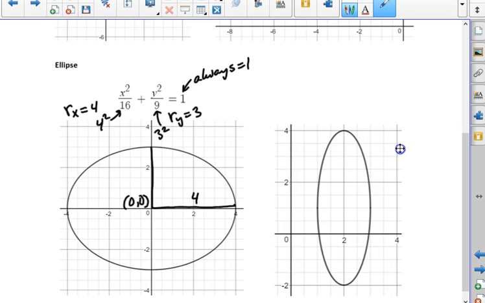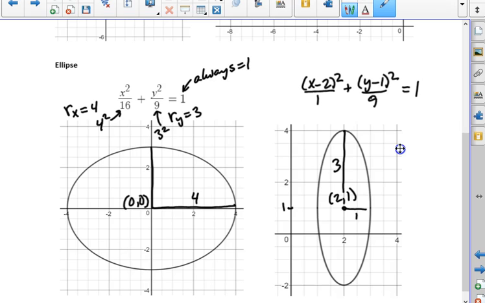Now if we look at one that's off the origin, we see here that the center of this one is (2, 1), and it stretches 1 unit in the x direction and 3 units in the y direction. So we would write this in the numerator as (x - 2) squared over 1 squared, which is just 1, plus (y - 1) squared over 3 squared, which is 9, equal to 1. So that's all there is to writing the equation of an ellipse.